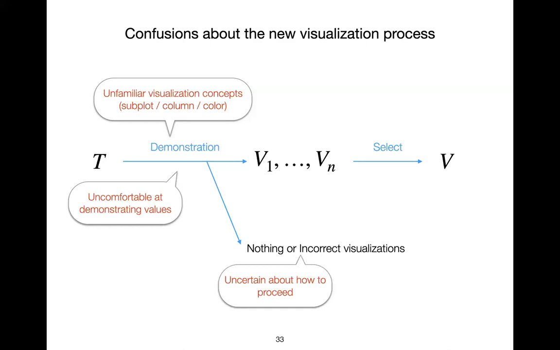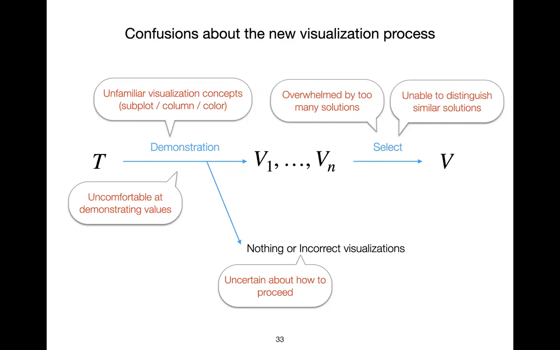And some people are not sure how to proceed when they are stuck. And also sometimes a visualization may have too many solutions. It's like what Xingyu asked earlier, how do we actually understand the difference? And some people actually find it hard to distinguish similar visualizations. And there's also a problem about how to validate those solutions. So those are all the challenges of the tool.